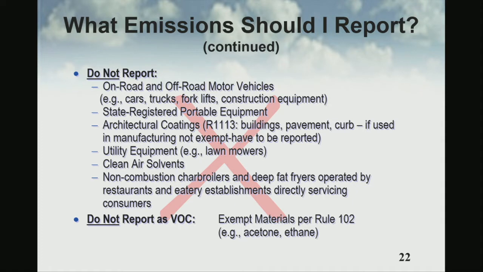Emissions that should not be reported: any mobile source equipment, both on-road and off-road, any equipment that's registered under the state's PERP program or state-registered portable equipment. Also architectural coatings. We're talking about coatings that you use on stationary fixtures like your buildings. Utility equipment, lawnmowers, leaf blowers, that kind of stuff does not need to be reported.